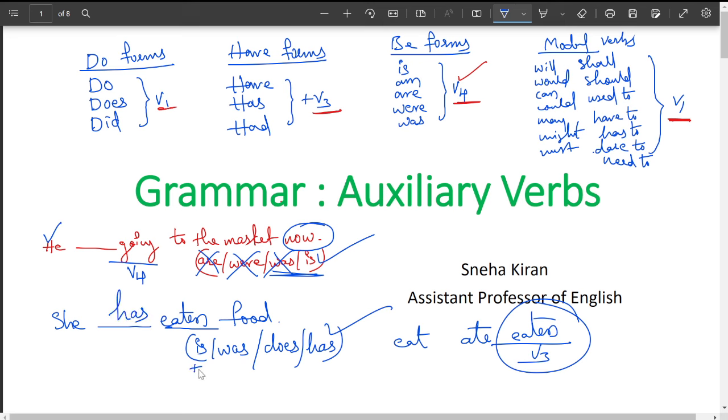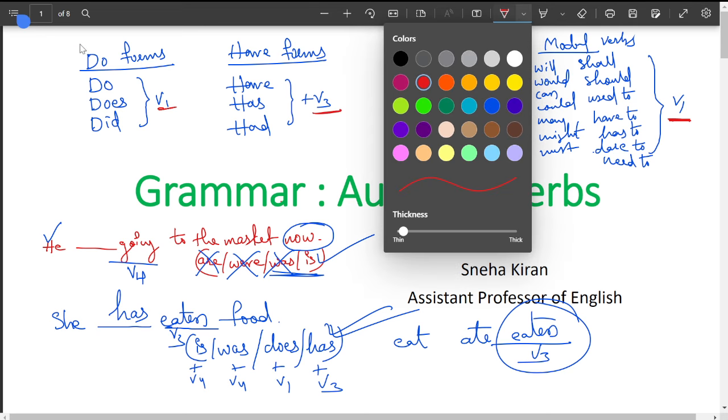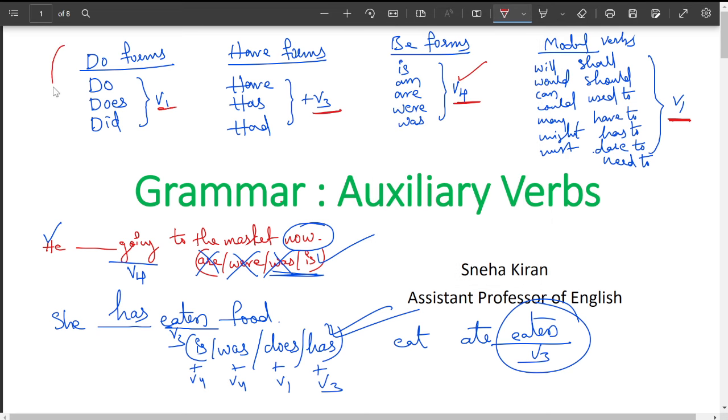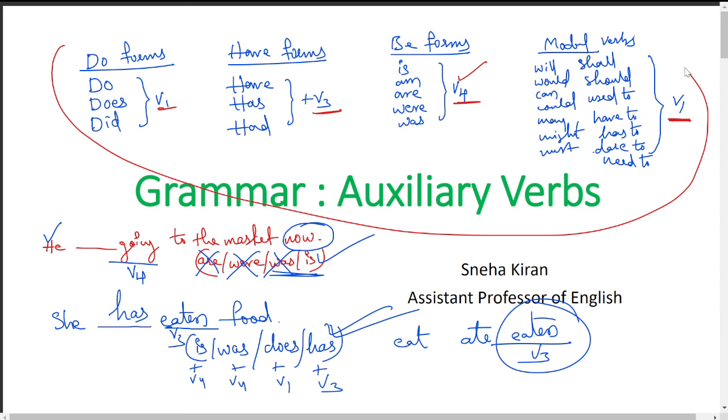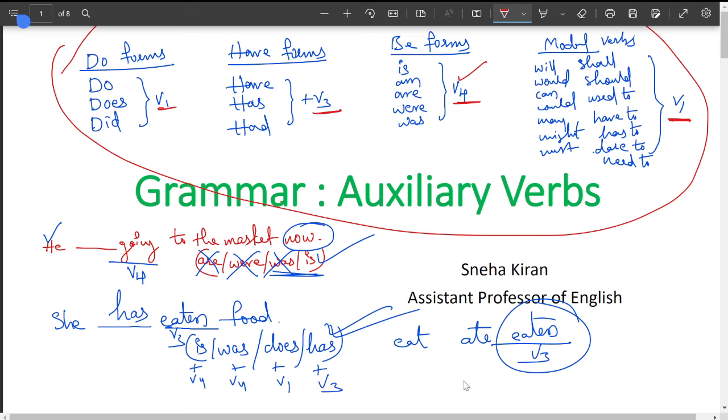Is is followed by V4. Was is followed by V4. Does is followed by V1. Has is followed by V3. Now what is given here? V3. V3 is suitable only with the has form. Now this is how it works. If you just remember these rules, then from the examination point of view, you can easily crack all the fillers. You can even crack other questions based on the auxiliary verbs, right?